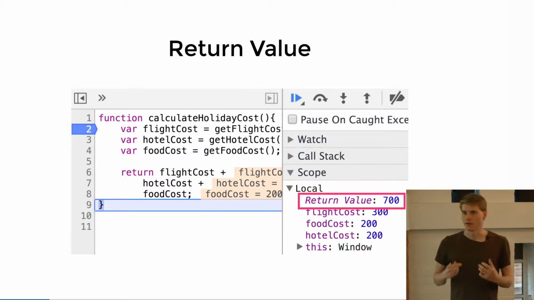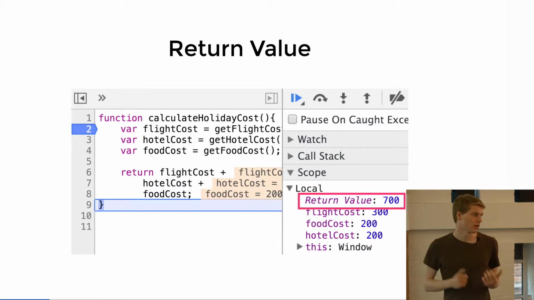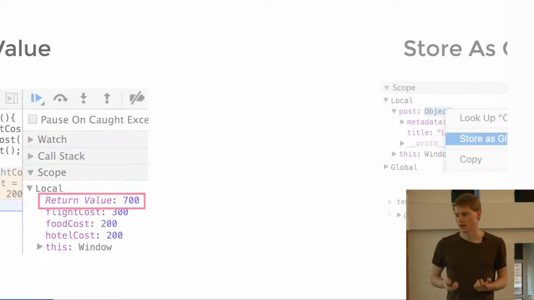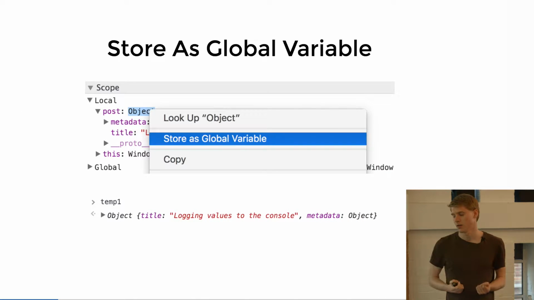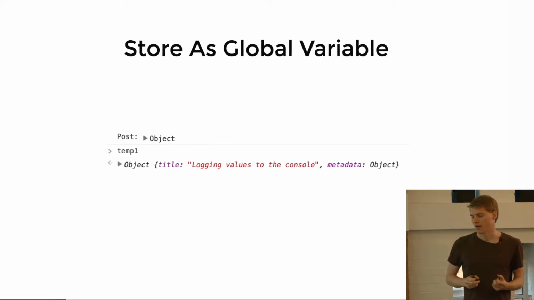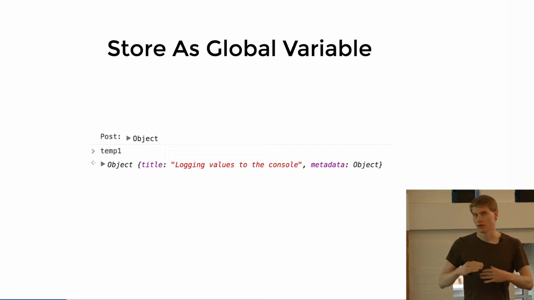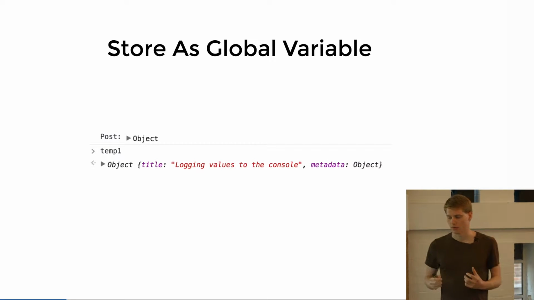Another thing that's easy to miss is that after you step over a return statement, you can find the return value inside of the scope pane. So in this case, it's just a simple value. But if there's something more complex, you can right-click on it and store it as a global variable. So any local scope variable you can put in the console, and in there you can then call functions on it or process the data in some way. And if you log an object to the console, you can also use store as global variable to access it and work with it in a better way.